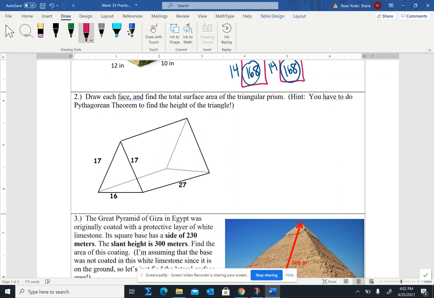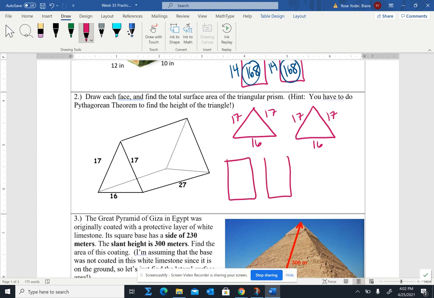So let's draw all of the faces. We have two congruent isosceles triangles that have legs of 17 and a base of 16. We're going to have to do some more work with those. Then we have three rectangles. Make sure you don't make the mistake of thinking that all three rectangles are congruent to each other. Two of them are because the triangle's isosceles, and then one of them is not. So two of the rectangles are 17 by 27. But the other rectangle, the one on the bottom, is 16 by 27.